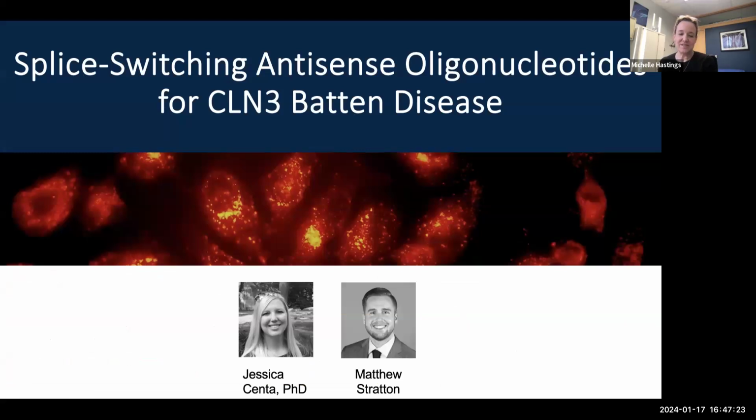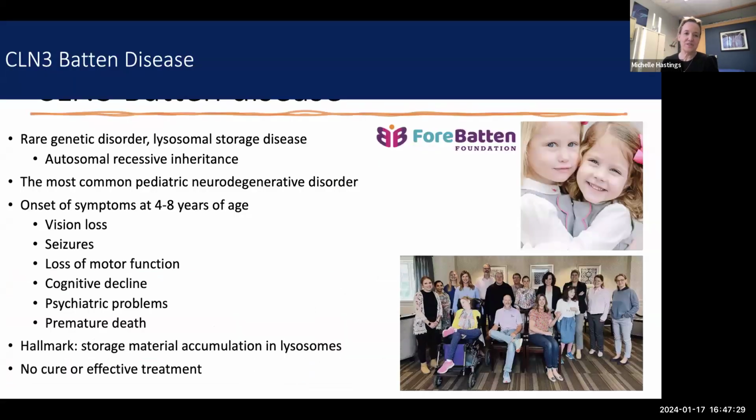This is Jessica Senta and Matthew Stratton, a postdoc and graduate student in the lab, who've done most of this work that I'll talk to you about today. CLN3 Batten is a rare genetic disorder. It's a lysosomal storage disease. It has autosomal recessive inheritance. It's the most common pediatric neurodegenerative disorder as a whole. The whole Batten disease, CLN3 is a subset of that.